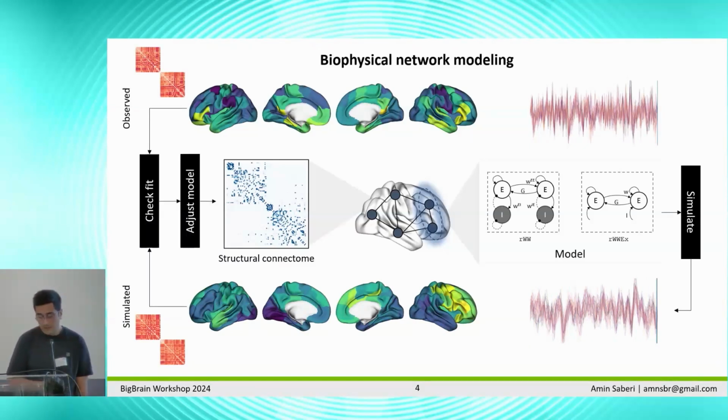And then we adjust our model. We have these parameters, we can tune them, go up and down, and so on. And then simulate again and do the comparison again, and do this process iteratively over and over until we find a good simulation.